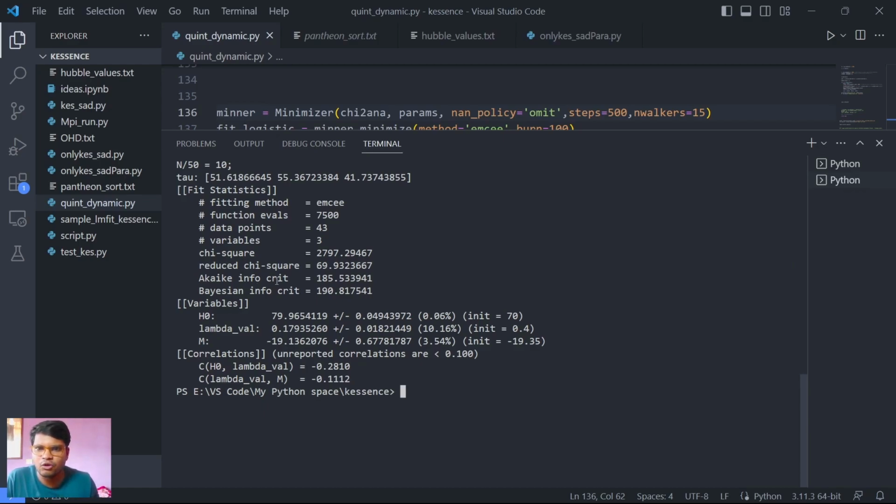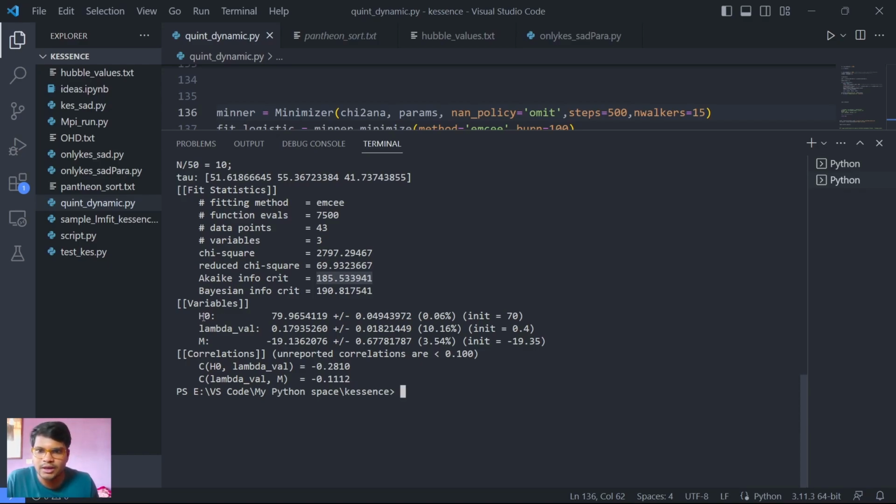Now, the Akaike information criterion, this is also a very good piece of information, right? AIC should be like 160 and so on. For the Lambda CDM model, it has to be, I don't know, something like that. Now the Bayesian information criterion. So these are very important statistical quantities, which are needed in order to justify your model, to justify whether whatever you have proposed is good or bad.